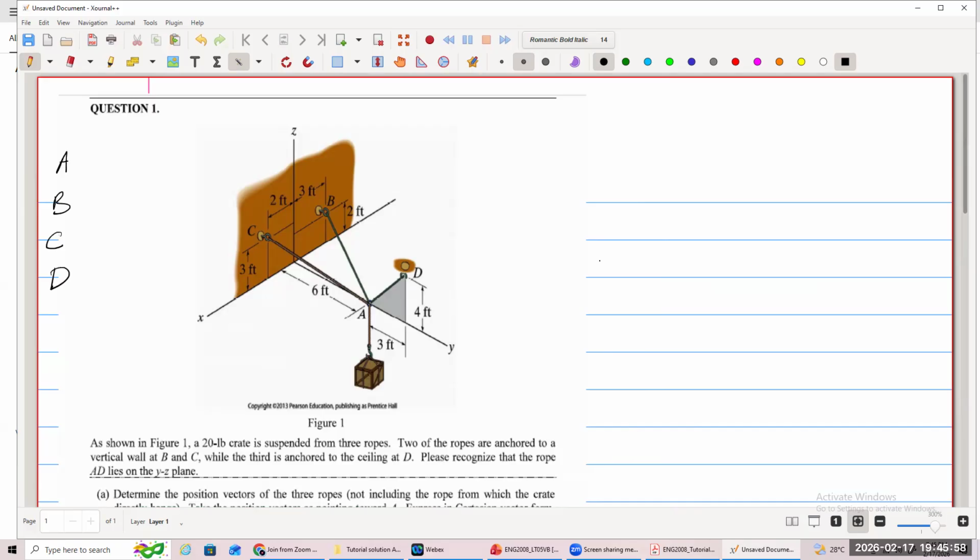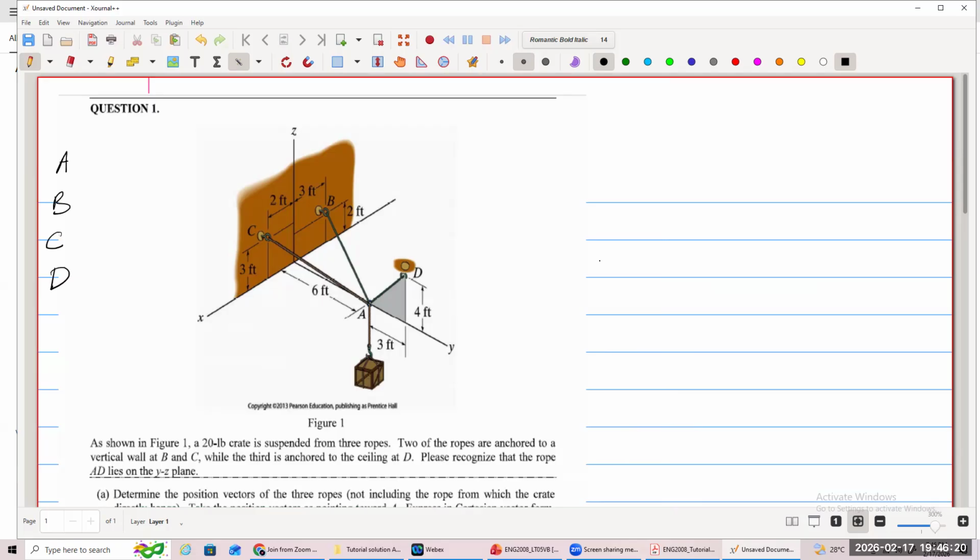So there are 3 ropes. Actually, 3 ropes is really 4 ropes. There's a rope that is connected at A, holding that crate, but that is not in the mix. We want the tension in ropes AC, AB, and AD that help to anchor it.